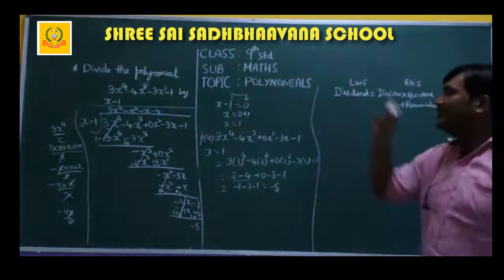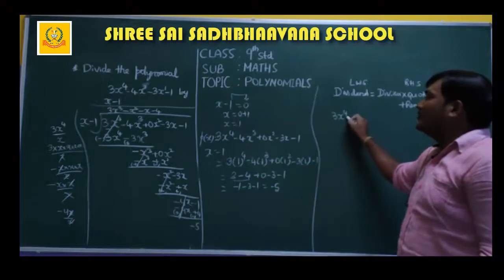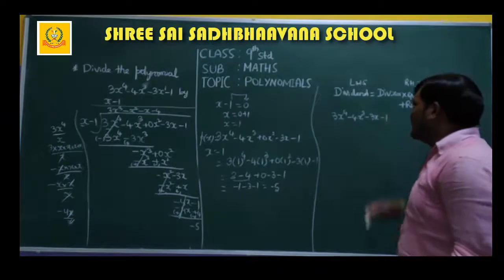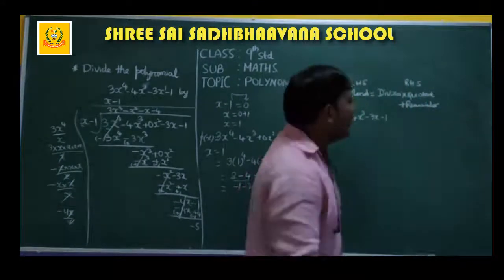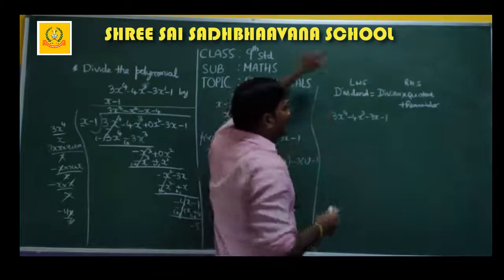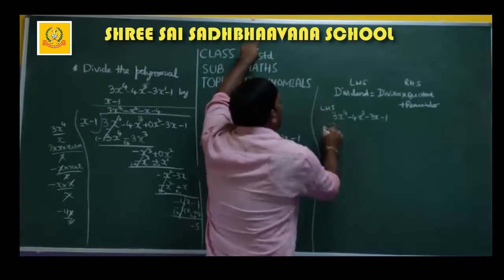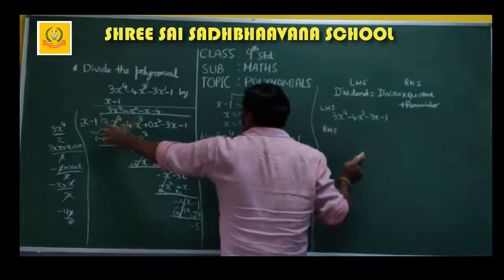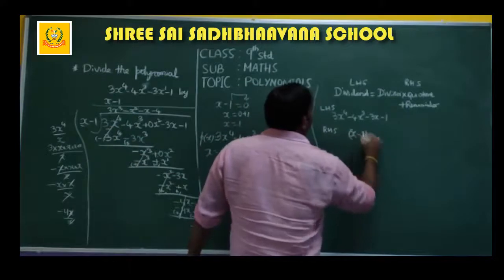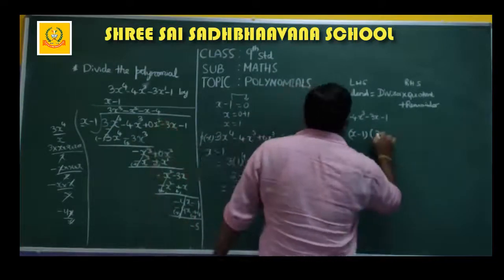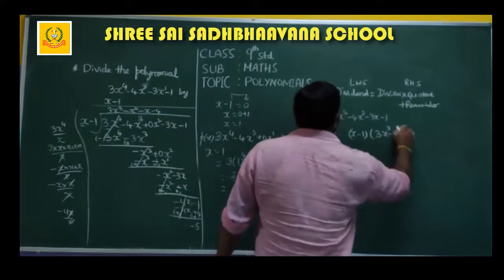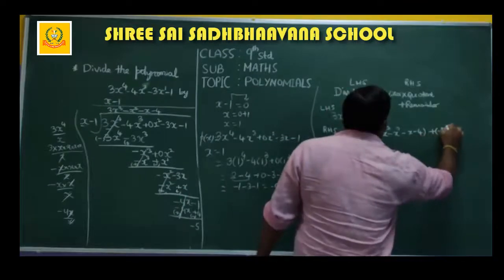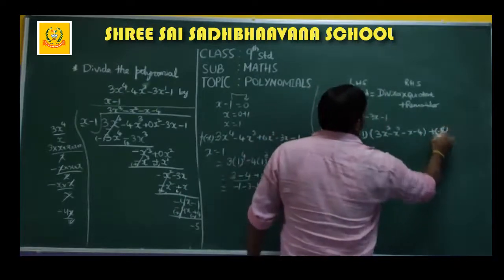In LHS we know the dividend. What is the dividend we have? 3x power 4 minus 4x cube minus 3x minus 1. Correct? So this is the dividend we have. Now what we have to do? We have the LHS already. What will be RHS? In RHS you have divisor. What is divisor here? This is the divisor by which you are dividing. So x minus 1 into quotient 3x cube minus x square minus x minus 4, correct? Plus remainder. Remainder is minus 1.